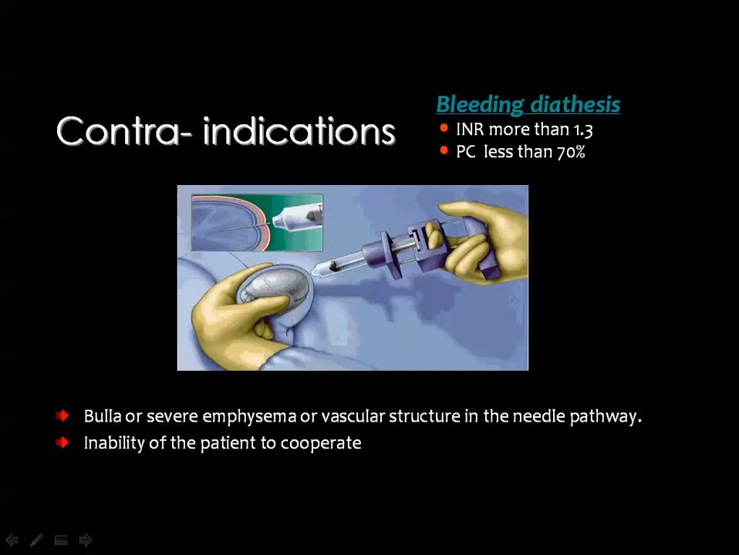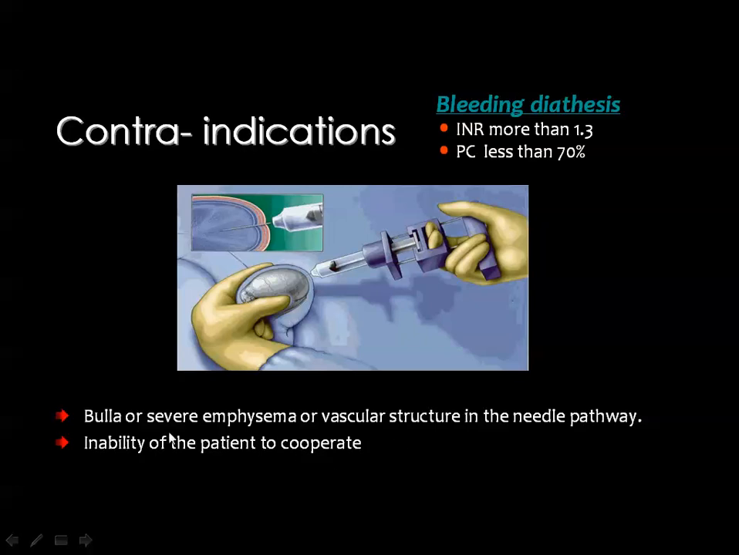Then the coagulation profile is very important, and the INR should be less than 1.3, and the prothrombin concentration should be above 70% in order to be more or less safe whenever you are biopsying the lesion. But if the INR is more than 1.3 and the prothrombin concentration is less than 70%, then you have a great incidence of developing post-procedure bleeding or bleeding during the procedure itself.